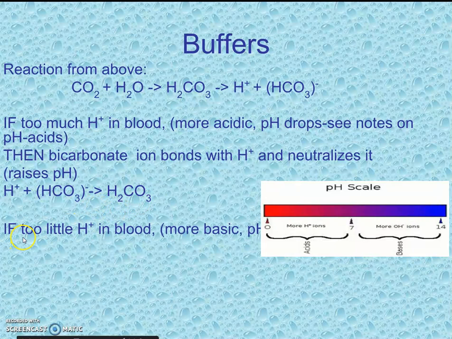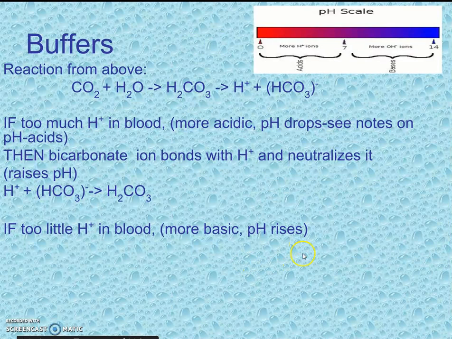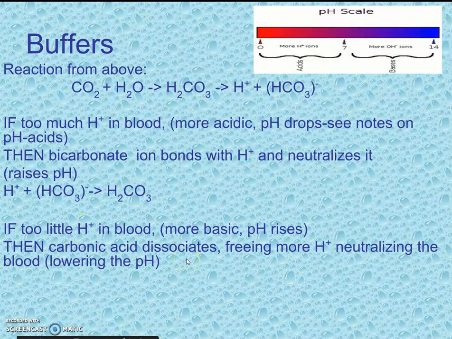If there's too little hydrogen ions in the blood, so it's more basic, and so the pH is higher, then the carbonic acid actually falls apart, freeing more hydrogen ions, which brings it back down to 7. So we're up here, that's a problem, and if we free more hydrogen ions, we can come back this direction, and we ultimately want to get back to 7.3, 7.4.